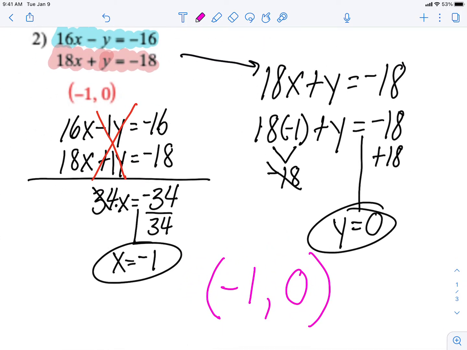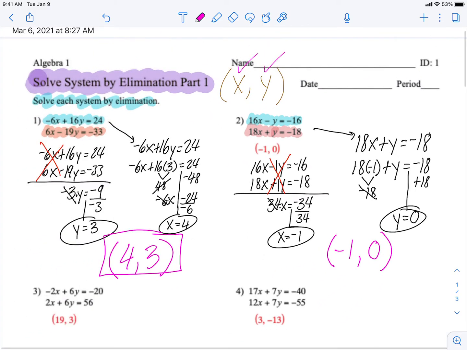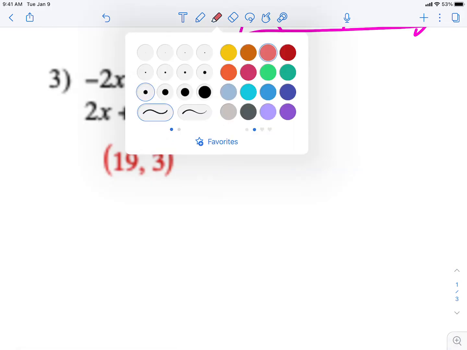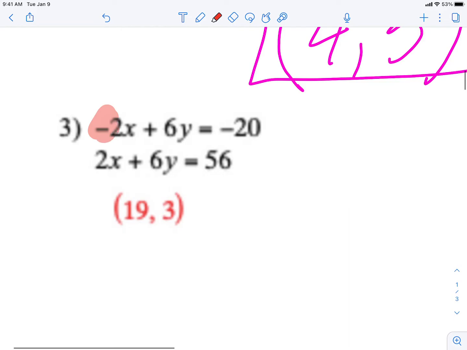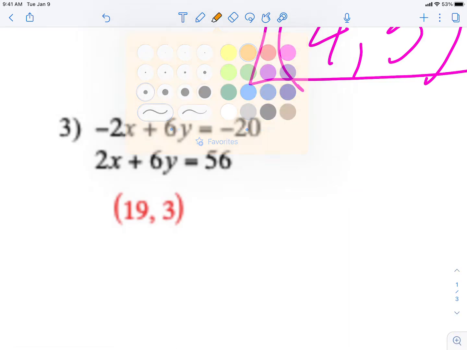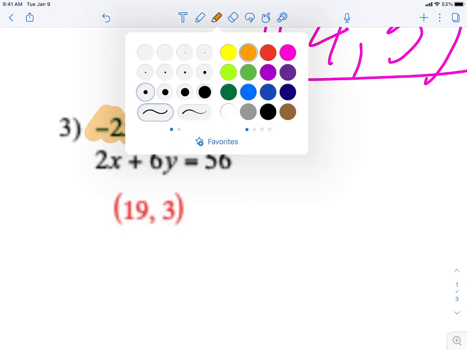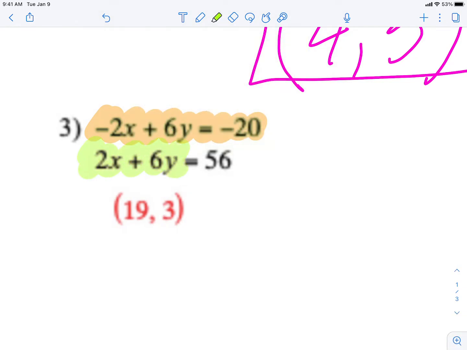If you notice, same process, right? Same steps every time, just different numbers, right? But same exact steps here. So let's change the highlighting here. Let's do red on. I already did red. What am I changing? Orange on this top equation, and let's do this lime green on this bottom equation.